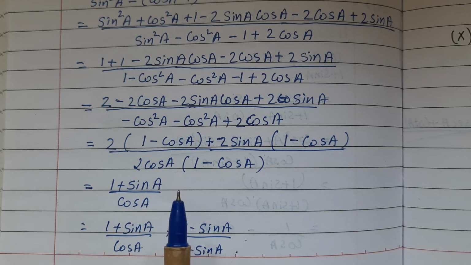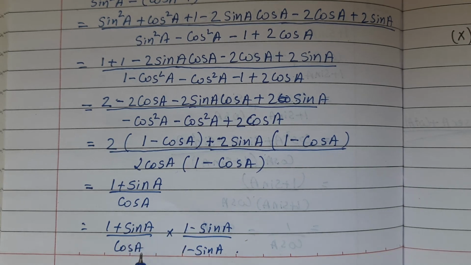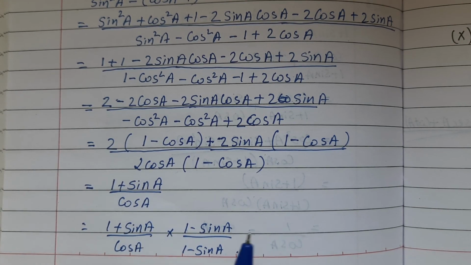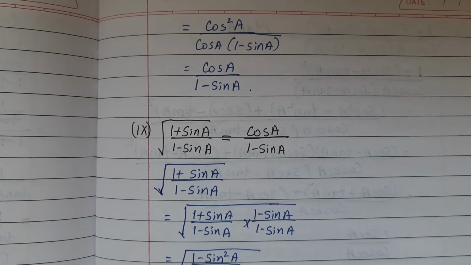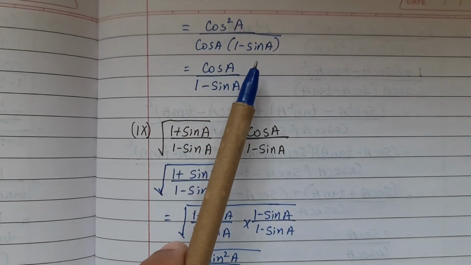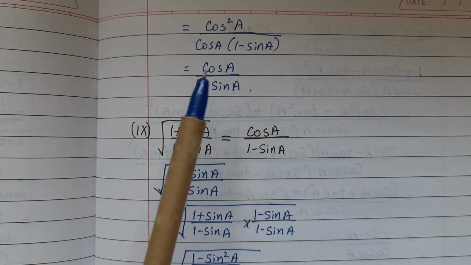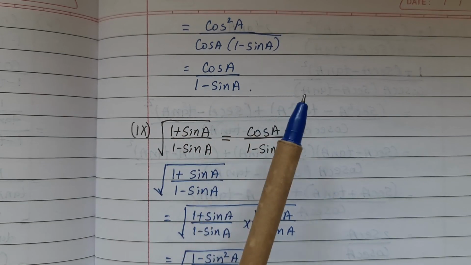Again multiply and divide by 1 minus sin a. We get 1 plus sin a upon cos a into 1 minus sin a upon 1 minus sin a. Numerator will be 1 minus sin square a, which is cos square a, upon cos a into 1 minus sin a. Cos a gets cancelled, remains cos a upon 1 minus sin a, equal to right hand side.